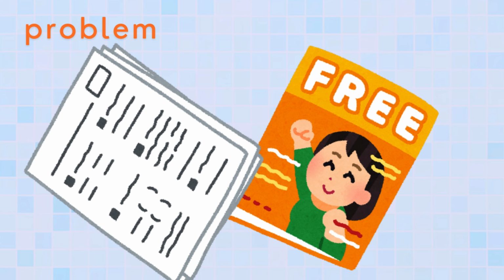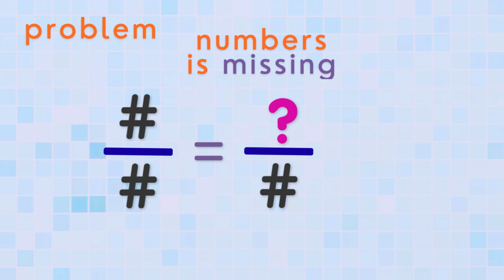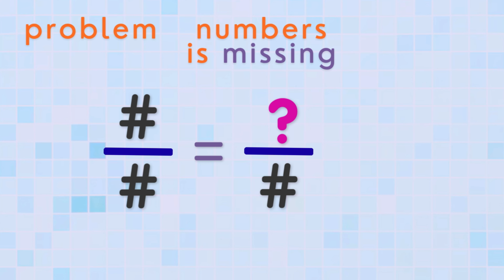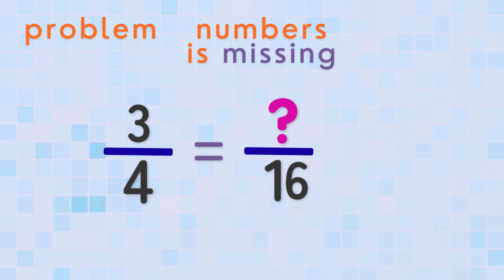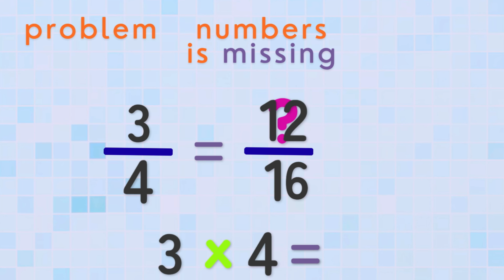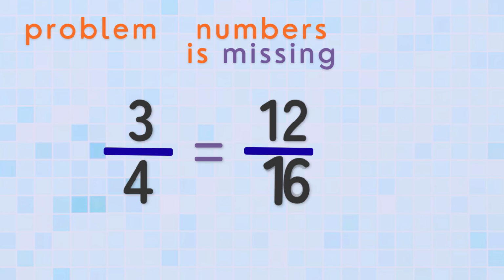Now that you know how to create your own equivalent fractions, let's look at the type of problem you actually see on a test, where one part of the number is missing. We are given an equivalent fraction, but one part is missing. So let's see how it works. We are given an equivalent fraction, 3/4 equals something/16, but one part is missing, so we ask, what do we multiply 4 by to get 16? We multiply by 4, so we take 3 and multiply it by 4. 3 times 4 is 12, so the missing number is 12. That means 3/4 equals 12/16.